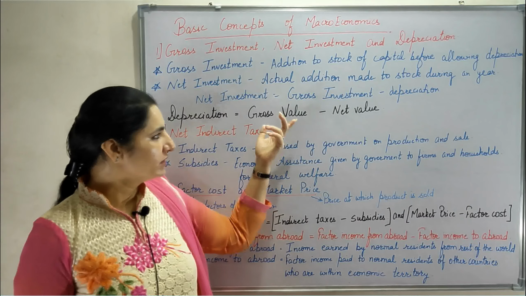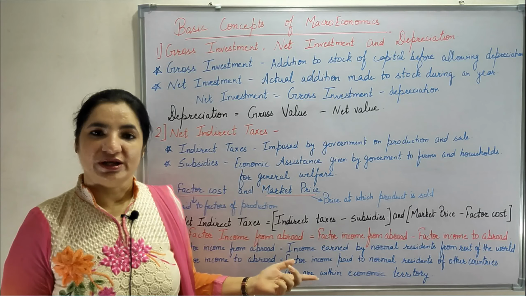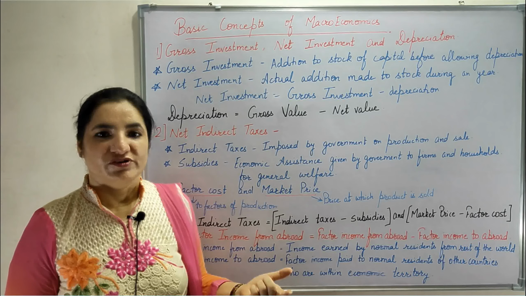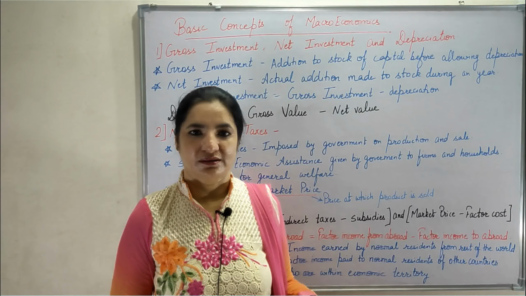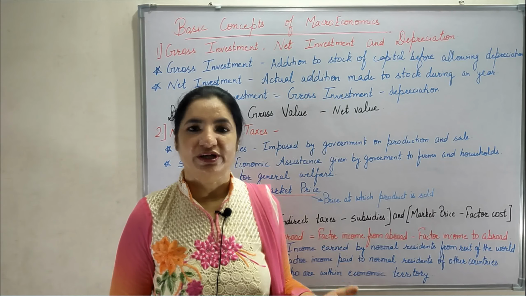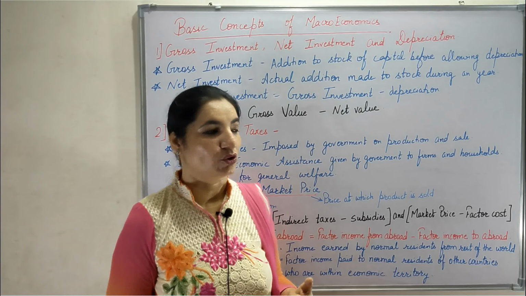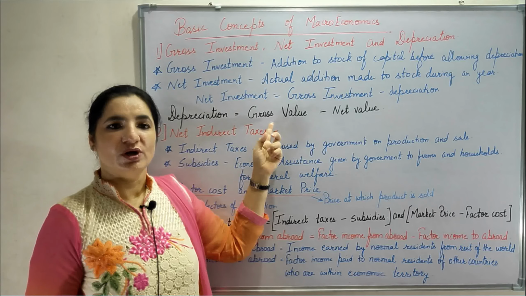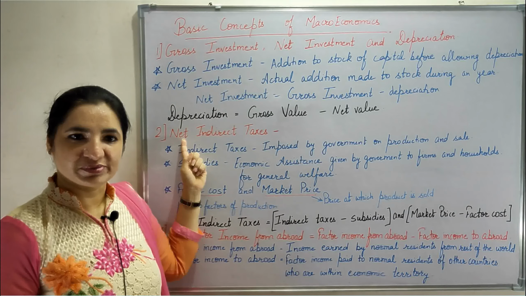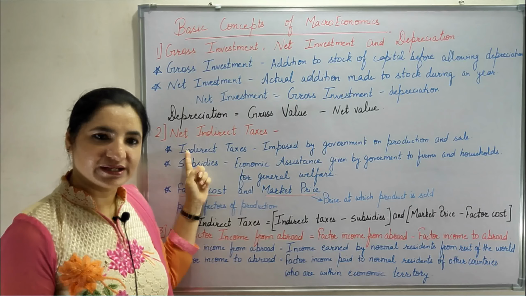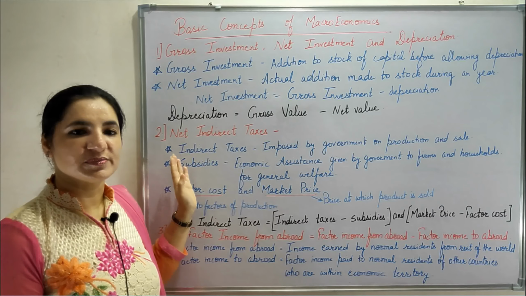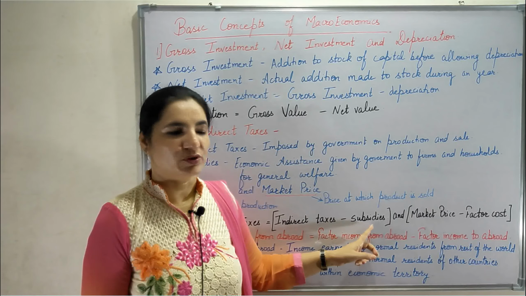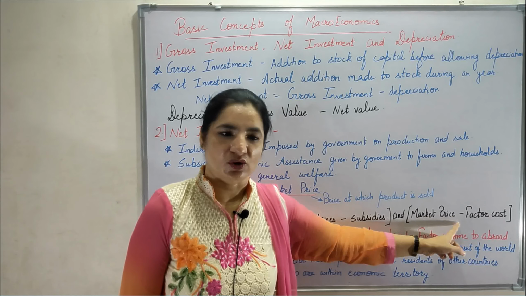So here these three concepts we have read which are important in arriving at a particular aggregate which we will study in the next chapter, that is through the next video, that there are 8 aggregates in the economy. First is depreciation. When net value is deducted from gross value, the difference of both is called as depreciation. Next is the concept of net indirect taxes. Net indirect taxes means indirect taxes minus subsidies and the difference between market price and factor cost.